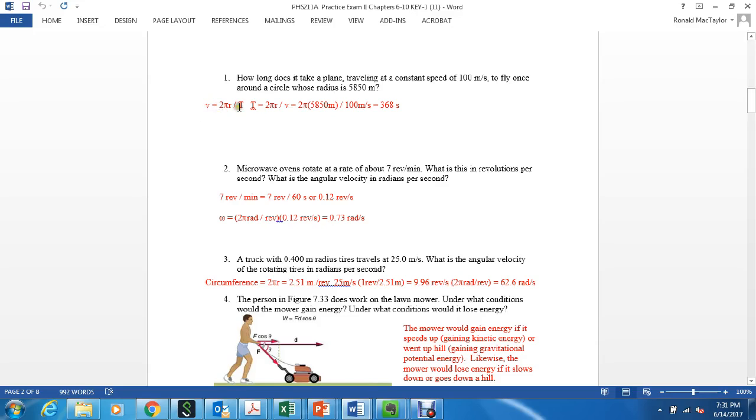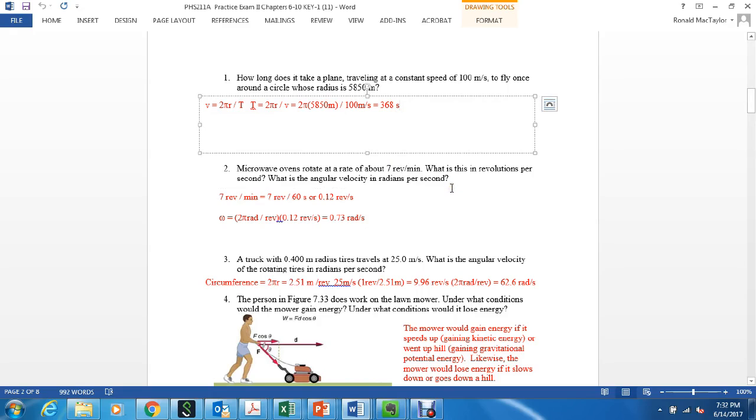So in terms of our normal look at rotational motion, we'd say v equals 2 pi r over t, and then we would solve for t. T equals 2 pi r over v. 2 pi times the radius divided by the velocity of 100 meters per second, and we get 368 seconds. This was a question that appeared on the Chapter 6 quiz, and most people got it. So I think you guys are in pretty good shape on that one.